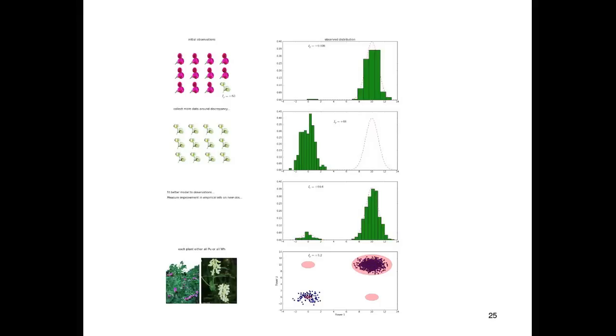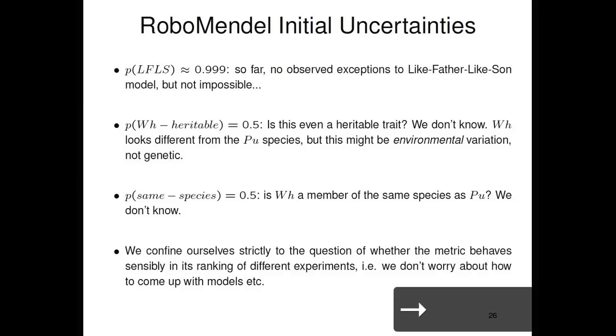So this is either going to be an environmental effect, or it's some kind of unprecedented inheritance effect, because like father, like son does not model this. There's no way to squish and get rid of the potential information under like father, like son. So our initial uncertainties that I'm using in these calculations, we are assuming that based upon many past observations of not seeing exceptions to this model. Let's say we have 99.9% confidence in like father, like son.